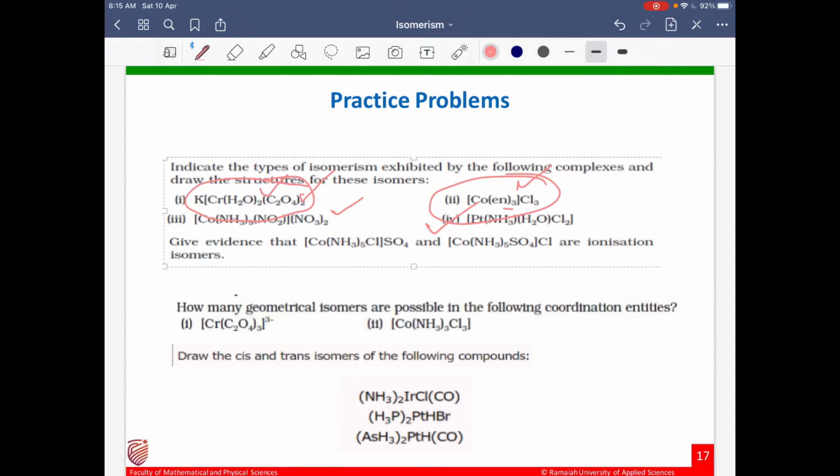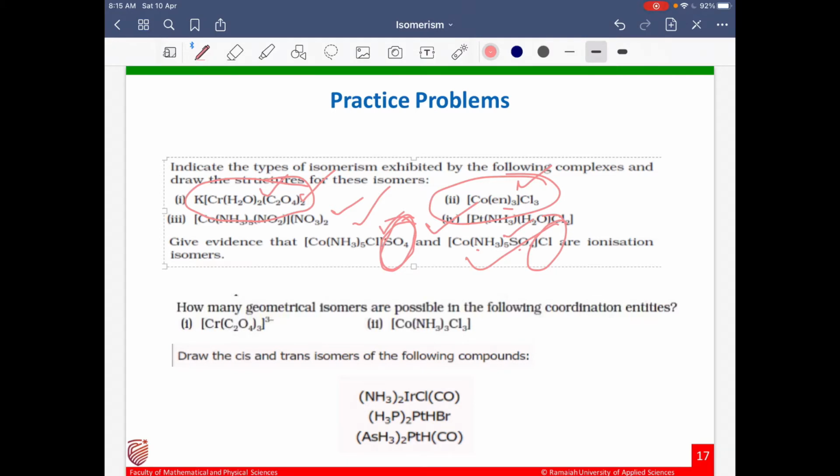Another example, give evidence that [Co(NH3)5Cl]SO4 and [Co(NH3)5SO4]Cl are ionization isomers. Which experiment can you perform to check that these two compounds are ionization isomers? I will give a hint: when you dissolve this compound, we know that the sulfate ion will be ionized, and here the chloride ions will be ionized and go into the solution if you dissolve it in water.